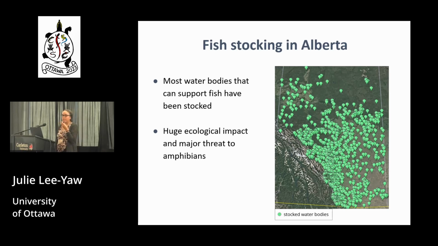This is a map that one of my graduate students compiled that shows provincial records. These aren't even the federal records in the national parks. These are provincial records of water bodies that have been stocked in the province, and you can see just how massive a problem this is. This is obviously a challenge for our amphibian populations, but also ecologically, more broadly speaking, is a problem.